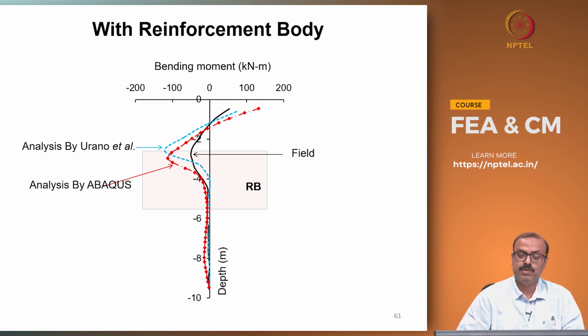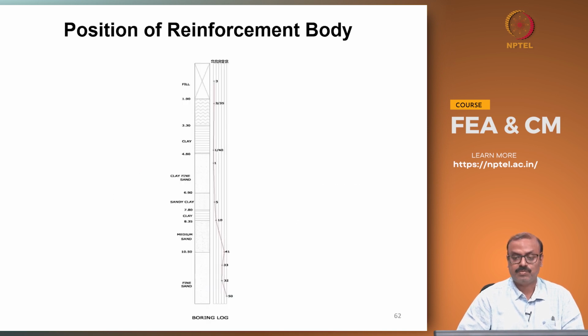One of the major reasons may be that, in both cases, the Abaqus and the Urano's analytical model assume this reinforcement body as linear elastic, which may not be the actual case. However, one of the things which gives us satisfaction is that the bending moment is slightly over-predicted, which from the safety point of view is fine.